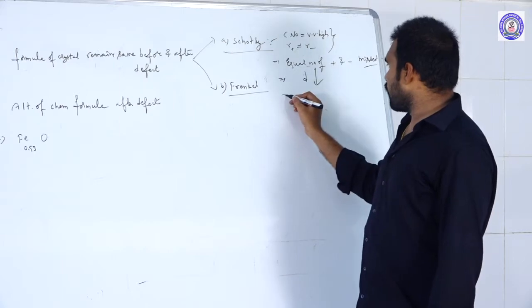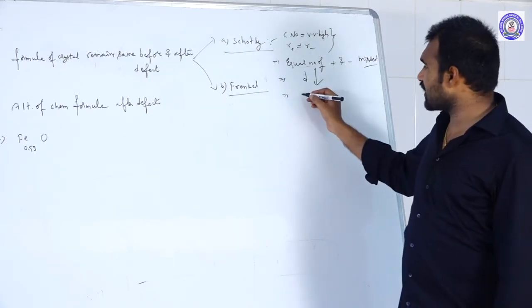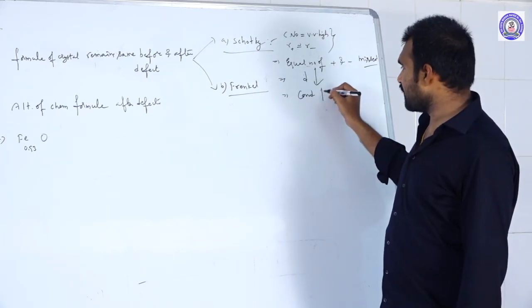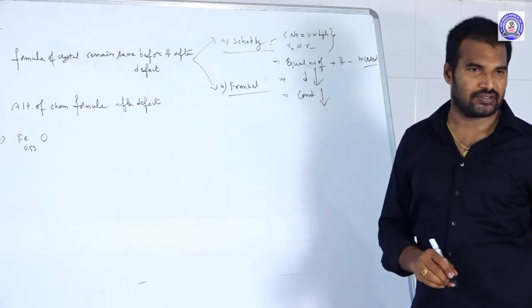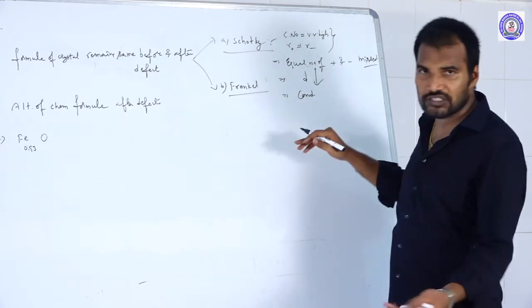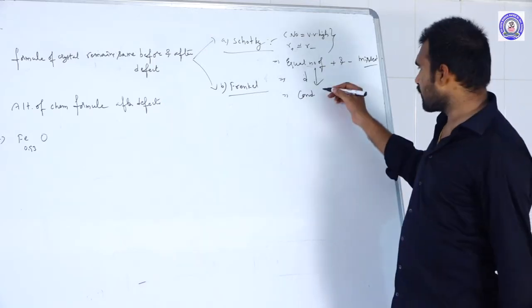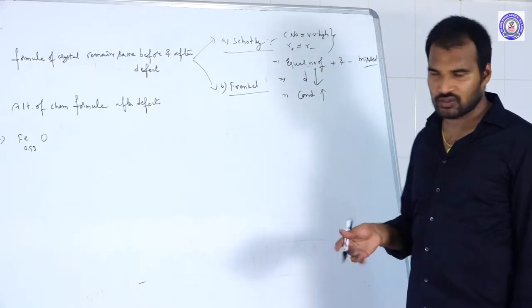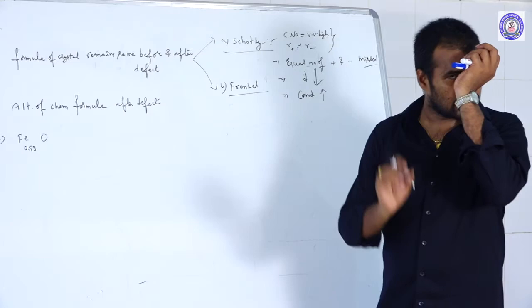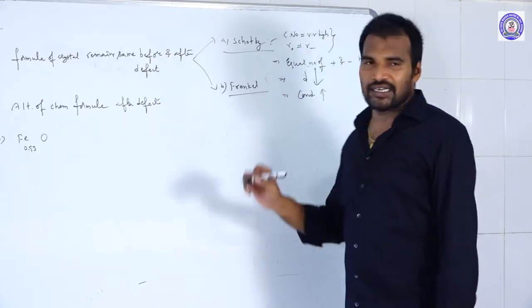So what about the conductivity? Conductivity will also decrease. Sorry, because of the holes formed by the missing ions, conductivity will increase. So this is about the Schottky defects. Clear? Next, move to the Frenkel defects.